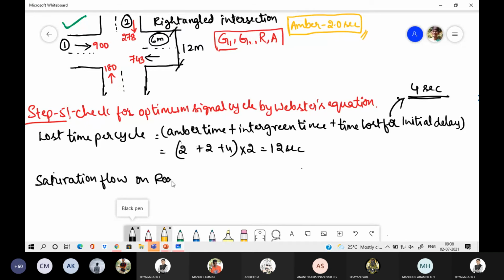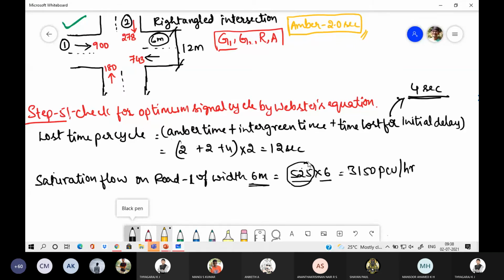Now saturation flow on road 1, of width 6 meter, is 525 into 6. So 3150 PCU per hour. Remember, when the width of the road is 6 meter, the saturation flow you are going to consider is 525 into 6. This is constant.